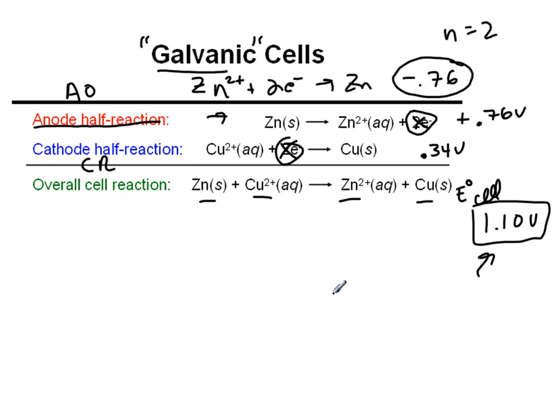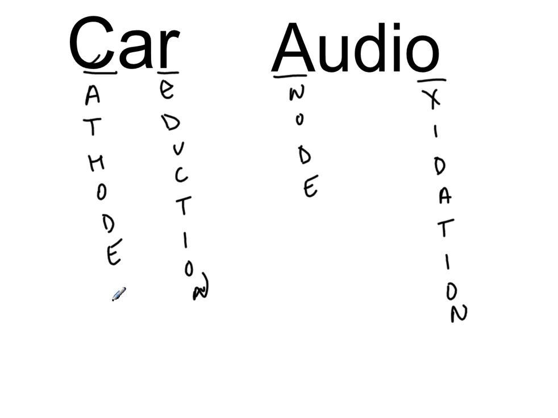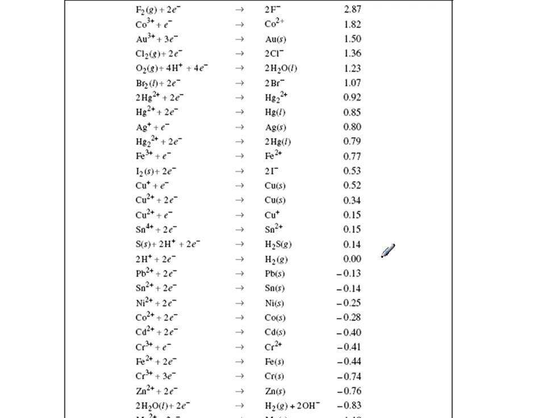It's thermodynamically favorable. So remember, CAR AUDIO stands for cathode is where your reduction occurs. Anode is where your oxidation occurs. Now, here they used to give you a reduction table. Remember, the higher you are up on the reduction table, the more likely you are to gain electrons, basically, because a reduction is a gain of electrons. The farther you're down, or the more negative your reduction value, the more likely you are to lose electrons. So you want to keep that in mind. That's an easy way to kind of think about it.